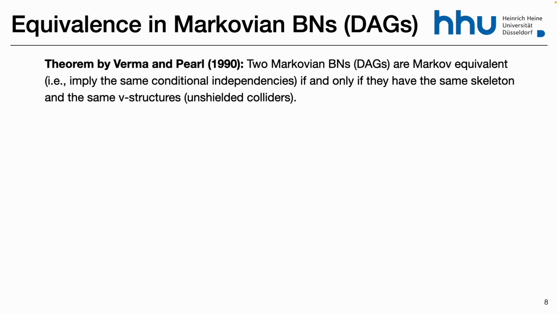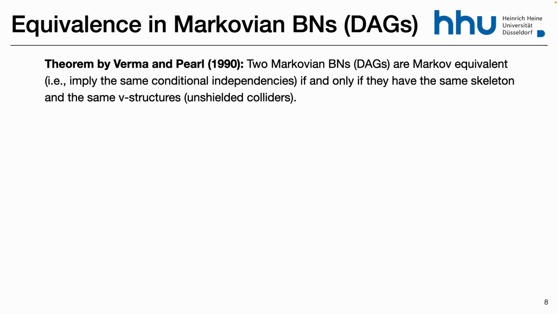So people started creating graphical criteria. Of course, this is not a way to list everything, but it's a good condition to check if 2 models are part of the same equivalence class. Again, this is in the Markovian case, with no unmeasured confounding. This is a result by Verma and Pearl. It's a very important result that says the following.